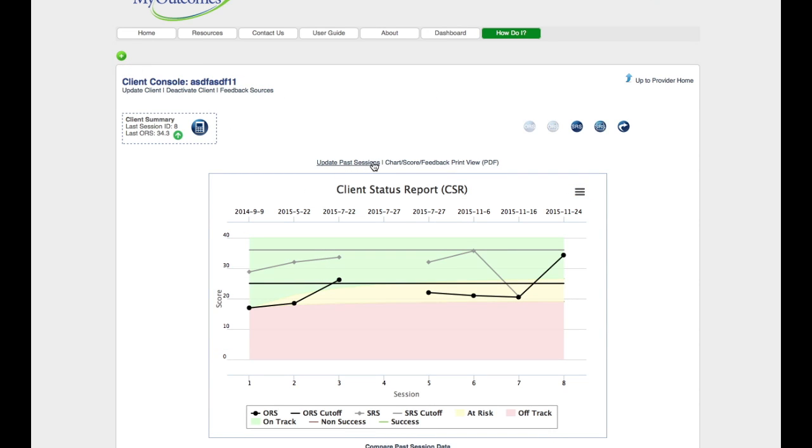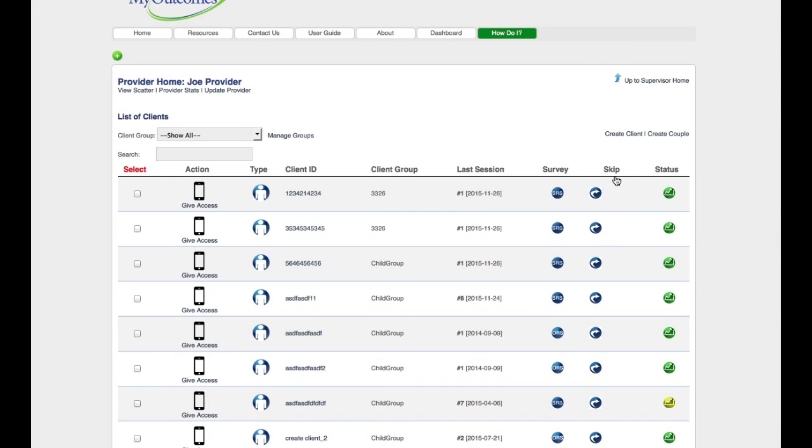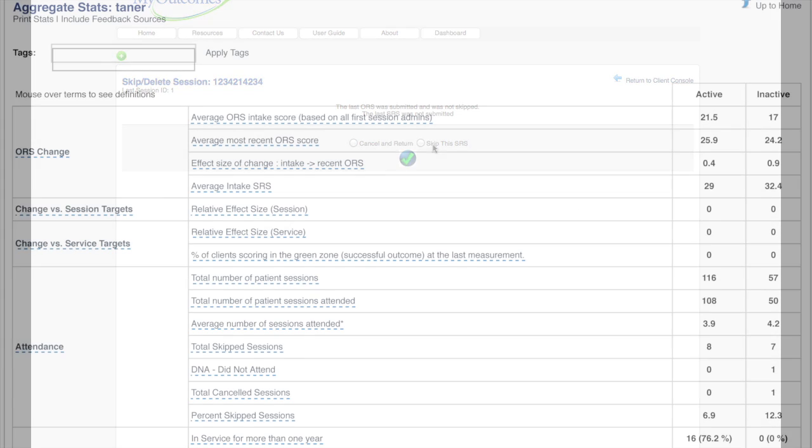On the graph, we have a new update past session feature that allows us to include a note. So you can make a note about a session and have it appear when you roll over the session score on the graph. And on the provider homepage, we have now added skip a session, so it can be accessed simply from here.